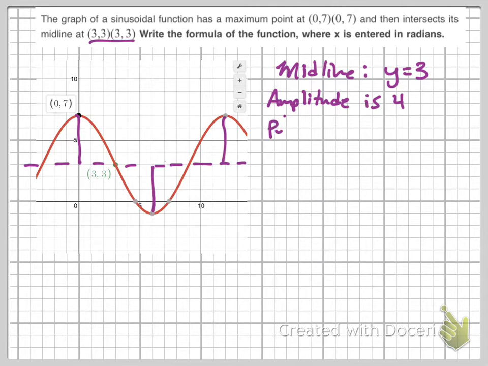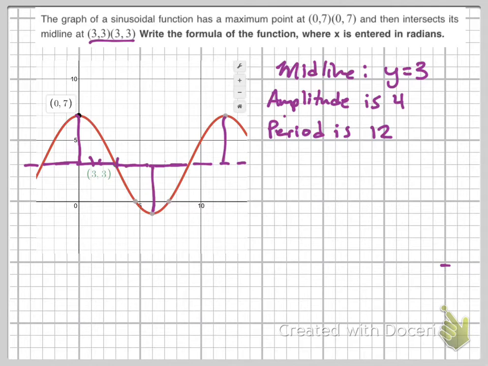And the period, this is maybe the trickiest part. Well, since it's just going over from 0, 7 to 3, 3, that's actually, if we thought about it, just 1/4 of the period. So the period is 4 times that, 3 x values, right? 1, 2, 3. So the period is going to be 12.